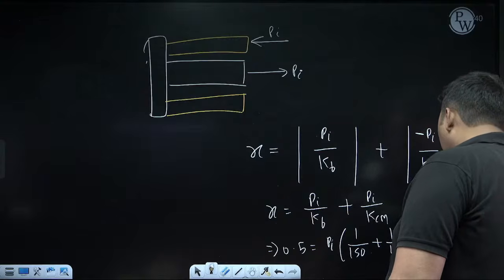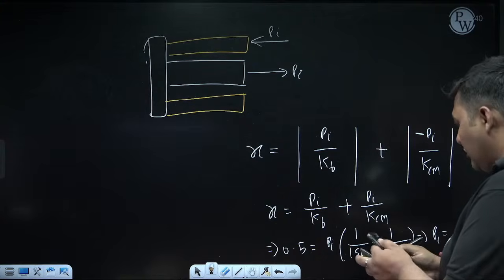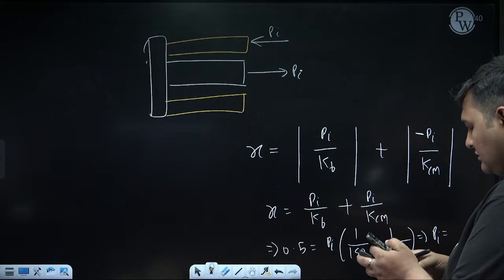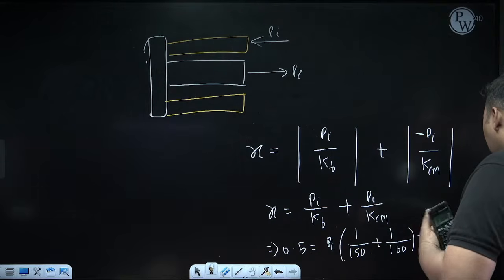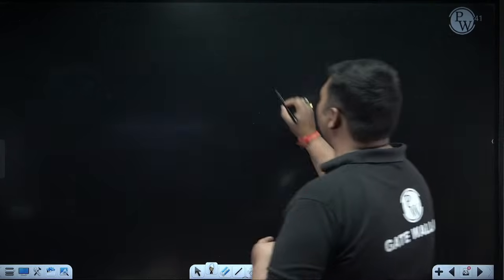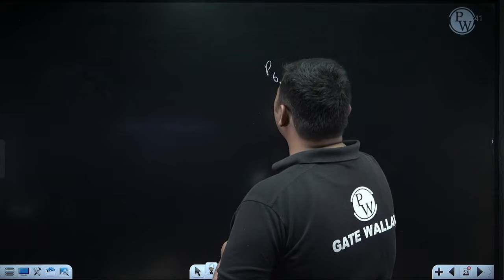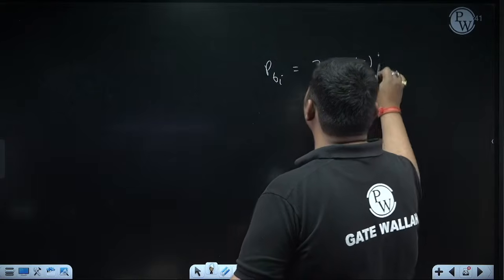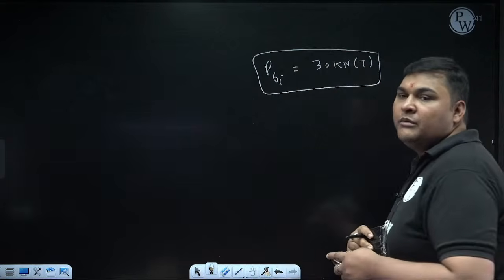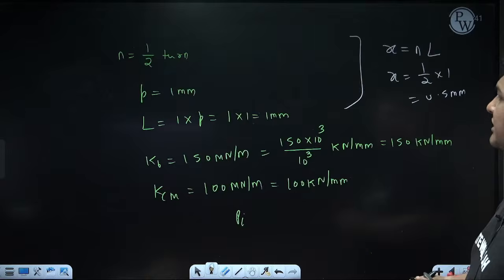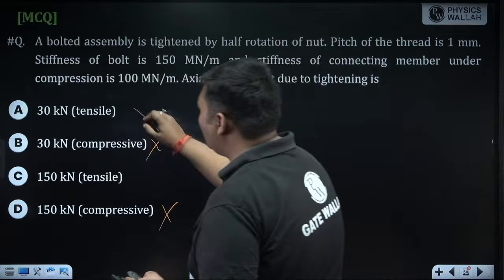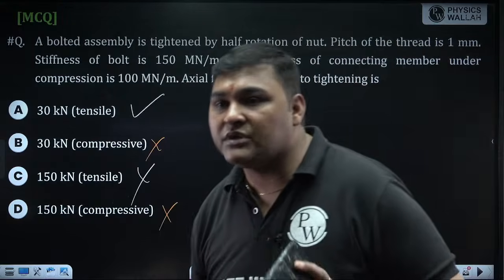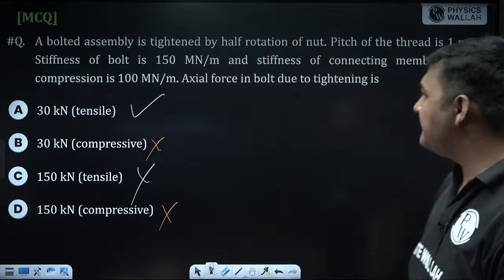So from this we can calculate Pi. It will come in kilonewton because we have taken force in kilonewton. How much is it coming? It is coming 30 kilonewton. And we know the nature of preload in the bolt is tensile. So can I say the axial force in the bolt due to preload is 30 kilonewton, its nature is tensile. If the exam asks about the connecting member, it is again 30 kilonewton but the nature is compressive. But in the bolt it is 30 kilonewton tensile. Matching with which option? Option A. So A is correct, C is incorrect. So for this question the correct answer is option A. Very, very good.